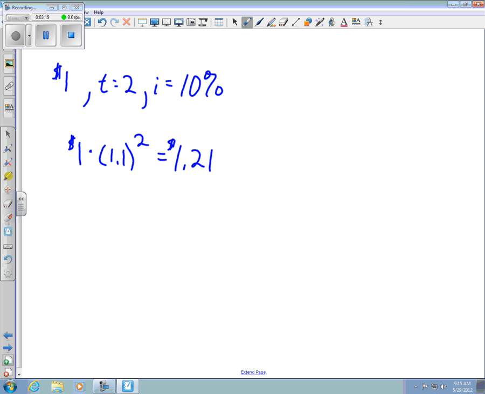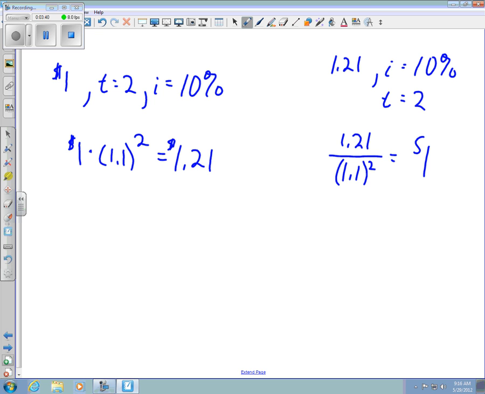Reverse it, what is $1.21 at 10% worth today, if it's 2 years in the future? Well, 1.21 divided by 1.1 squared is equal to $1. We just go back and forth with this sort of idea.